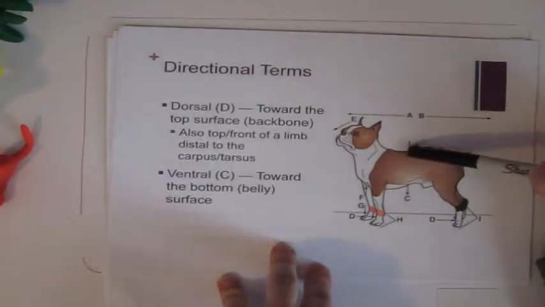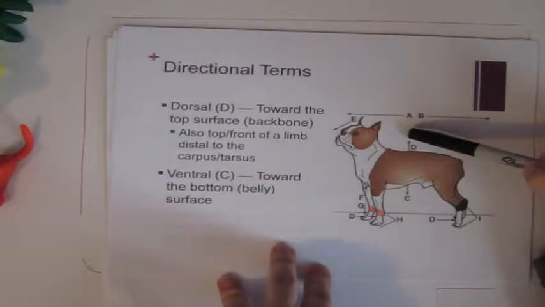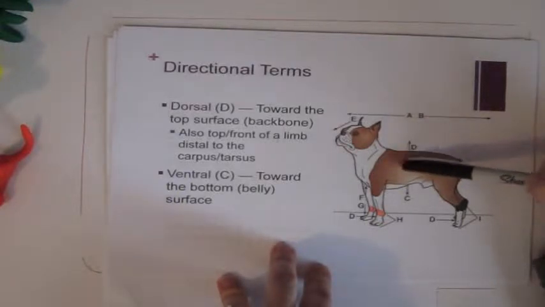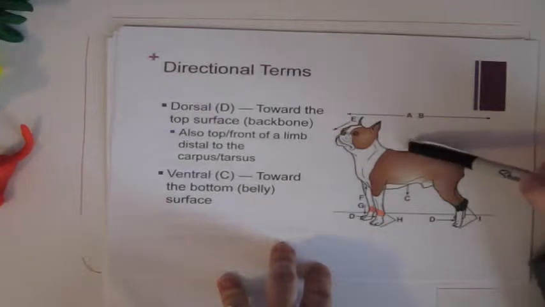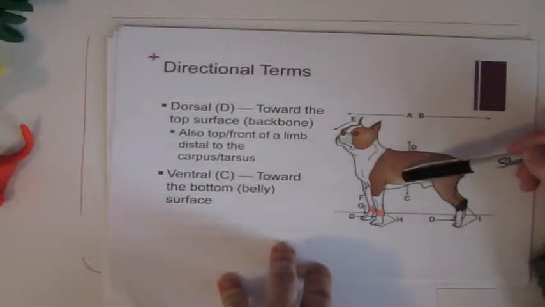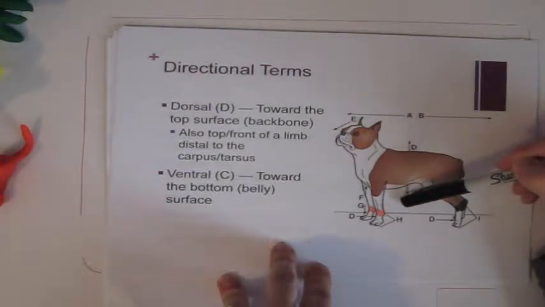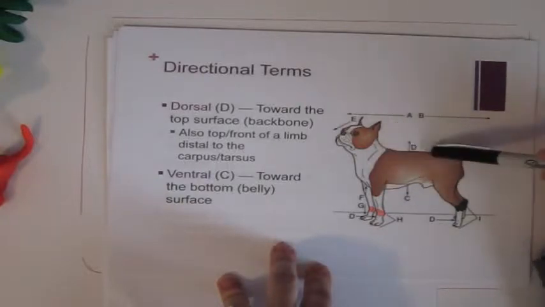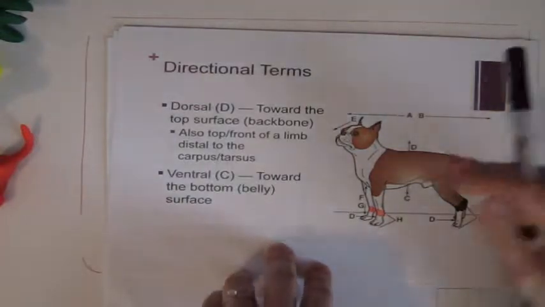If I'm pointing in a direction up towards the surface of the backbone, the directional term would be dorsal. So it has to point up this direction. And to point ventral, you have to point down this direction. So, the belly, the ventrum, the dorsum, and the ventrum.